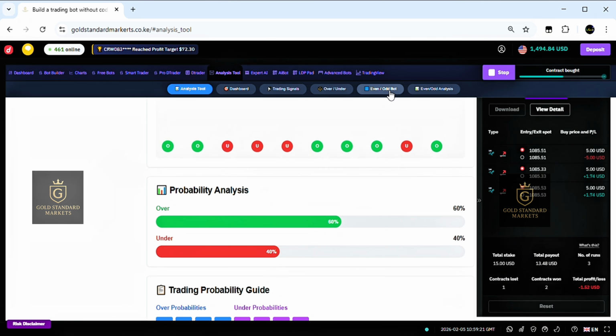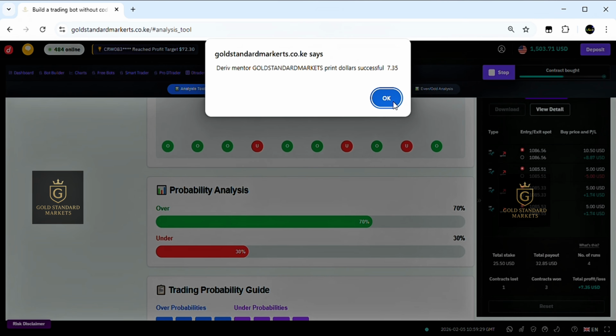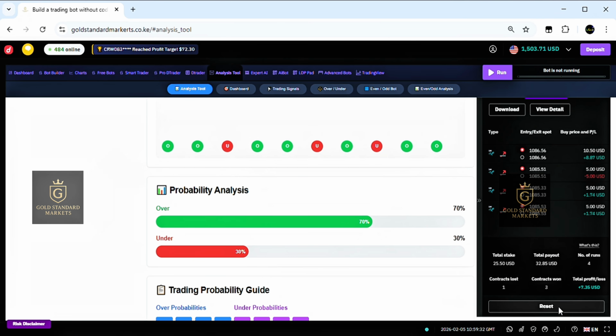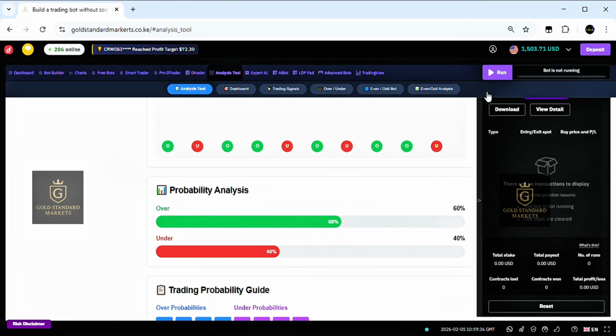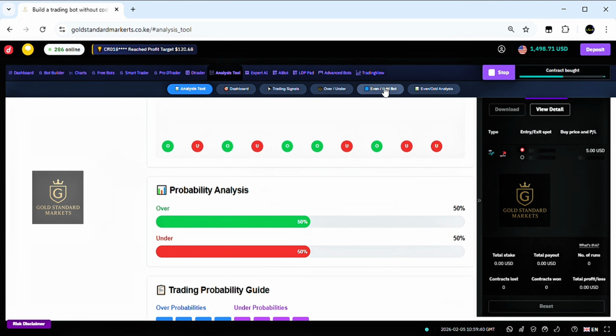All right, so where are we? We are currently at $1,500, guys. $1,500. Is that not a big deal to you? Let's just take a few more runs. Okay, let's take more trades.